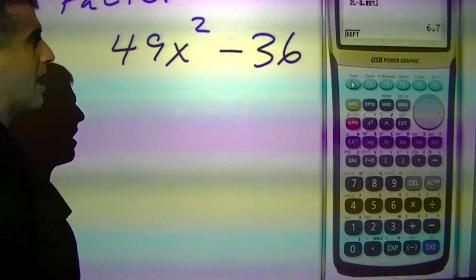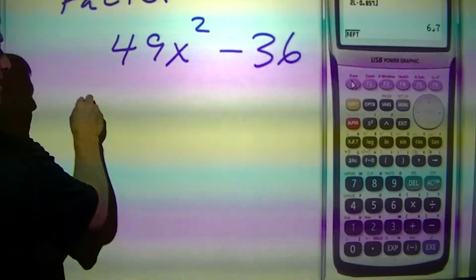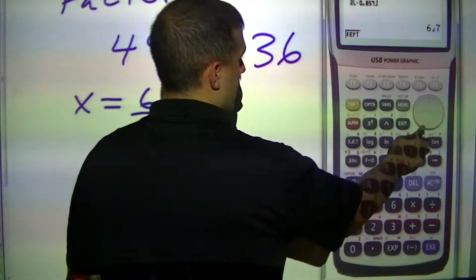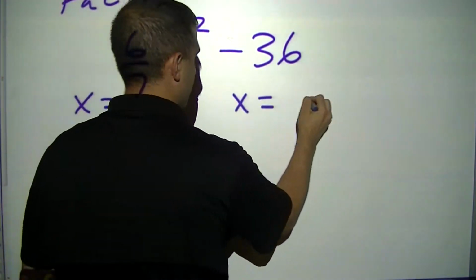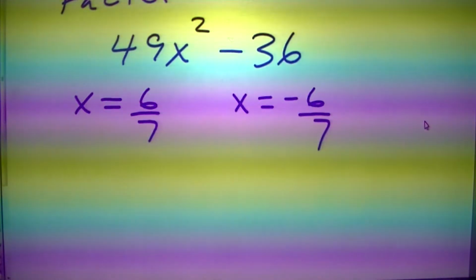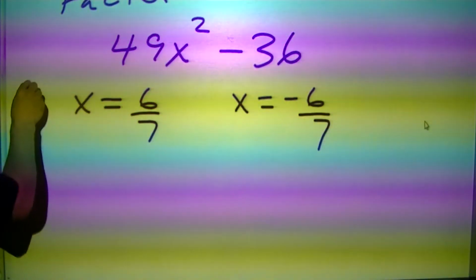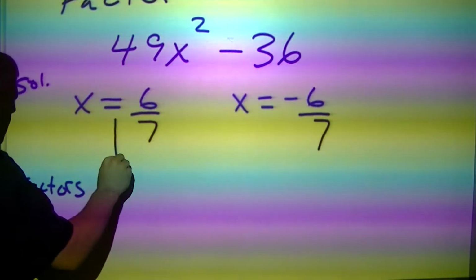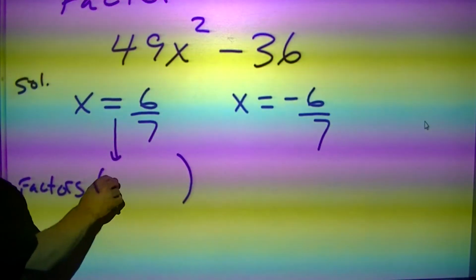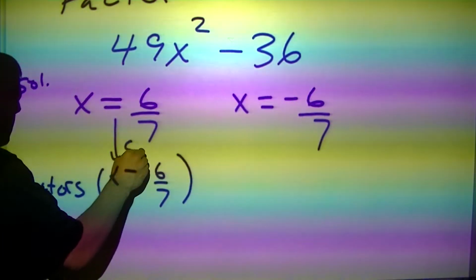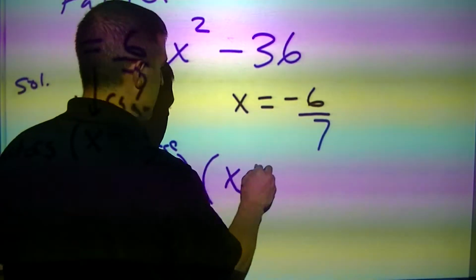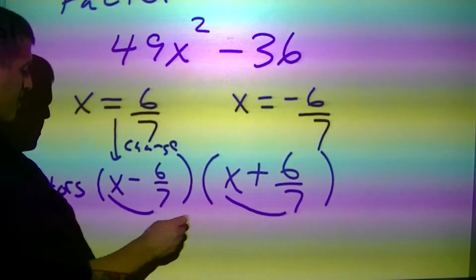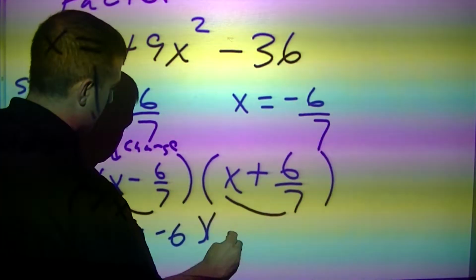All right? Now, I get an answer of x equals 6/7, and x equals negative 6/7. Okay, I'm going to do a couple of these factoring ones. So these are the solutions, but to go to factors, what I do first is I get rid of this. I'm changing the sign. So all I do is change. This one's going to be a plus. To finish it out, I move those out in front. So it's 7x minus 6, 7x plus 6.